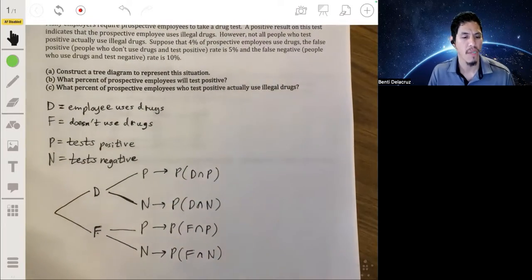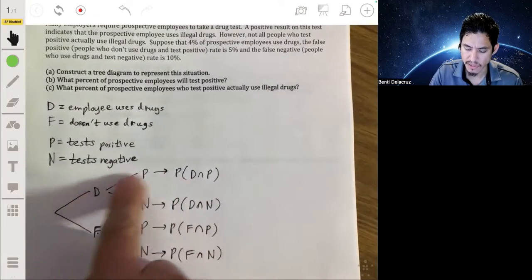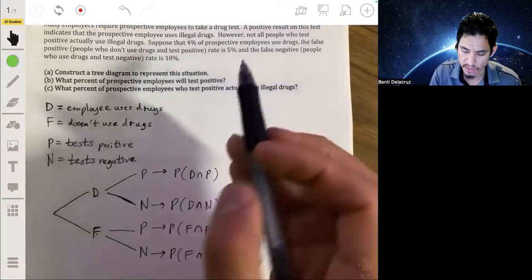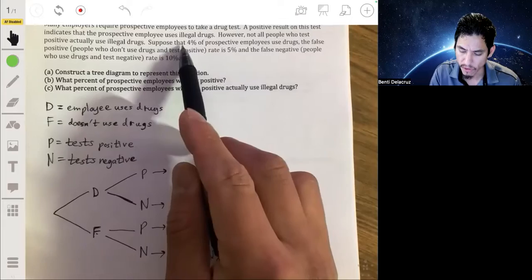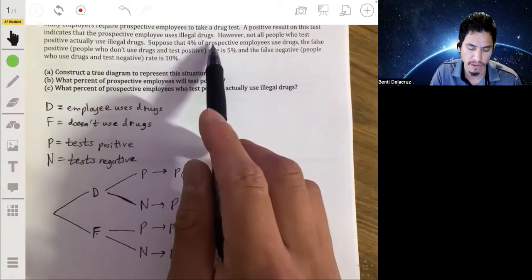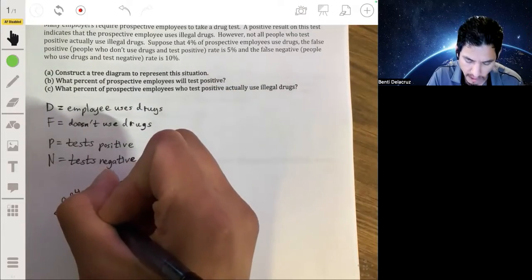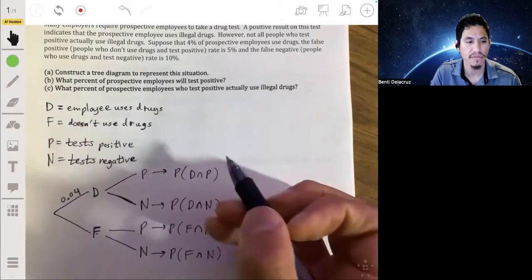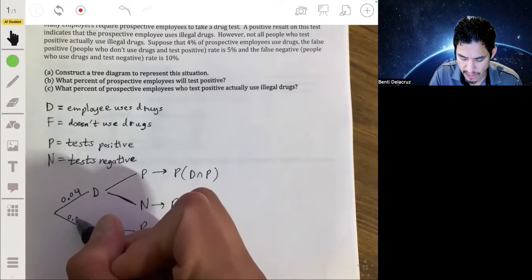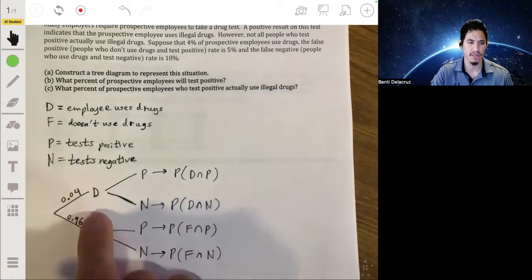Okay, so now we work our way into each branch and write down the corresponding probabilities. We're told that 4% of employees use drugs, so on this first branch we're going to put 0.04. Since 4% use drugs, that means 0.96, or 96%, don't, because these have to add up to 100%. Either you use drugs or you don't.